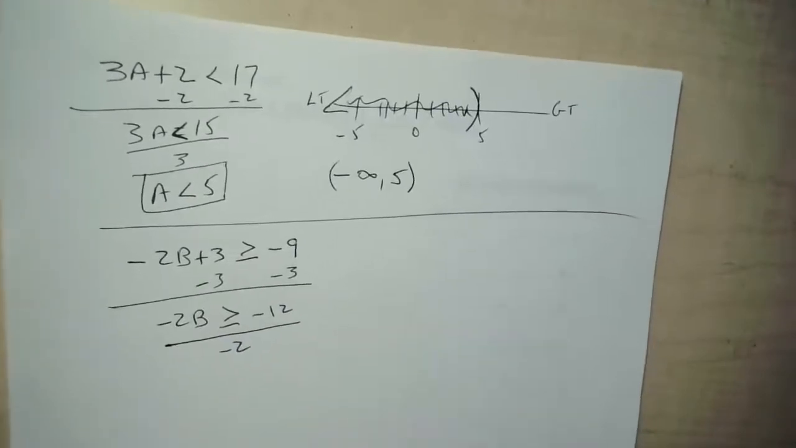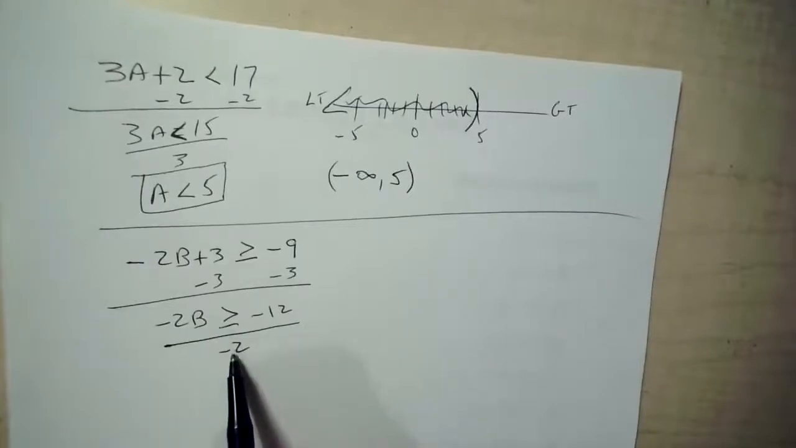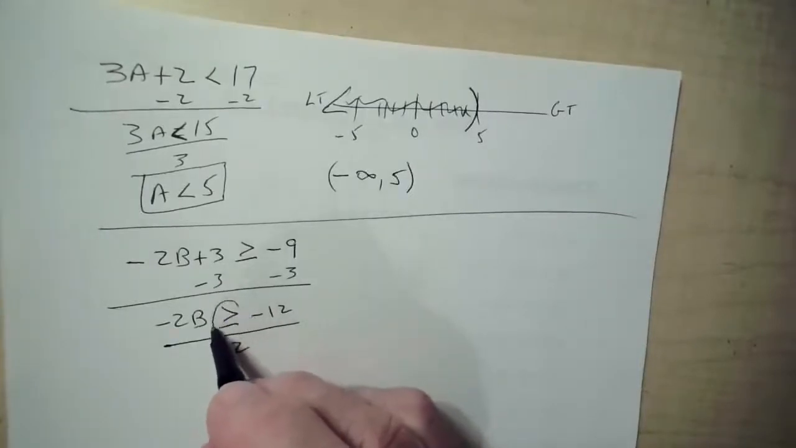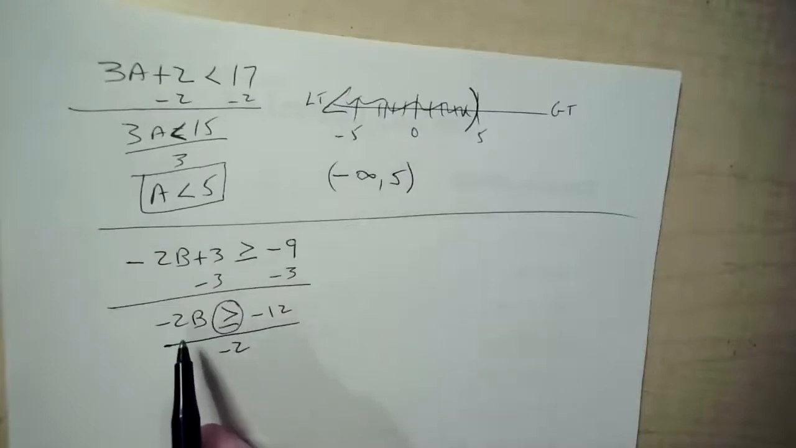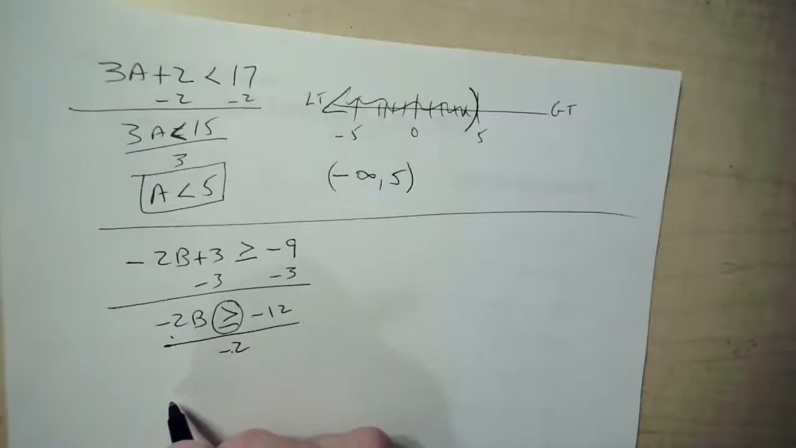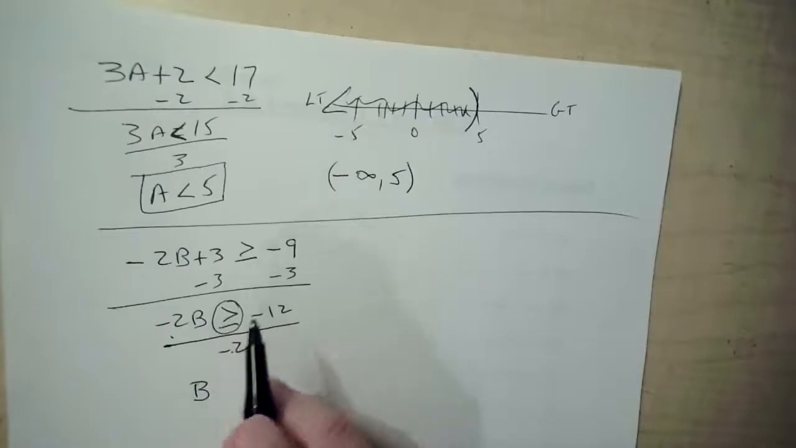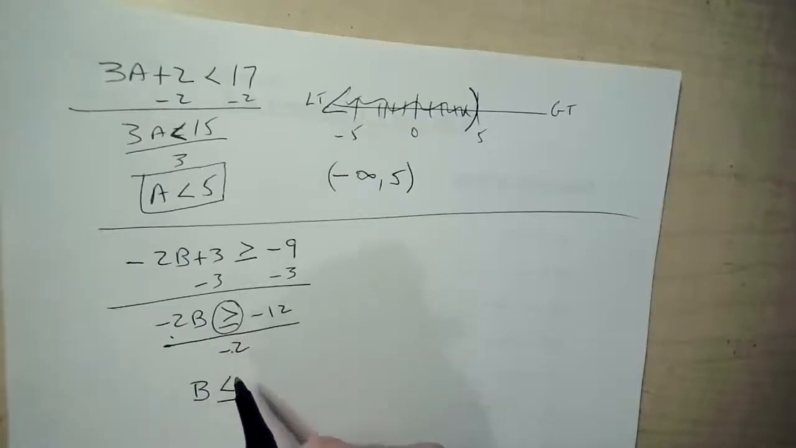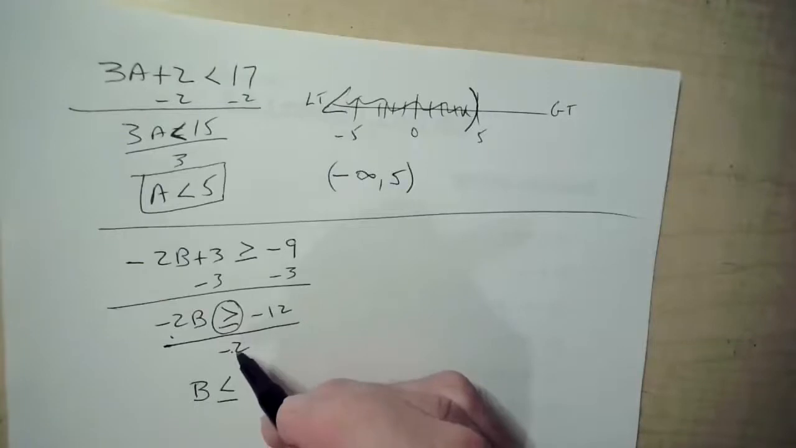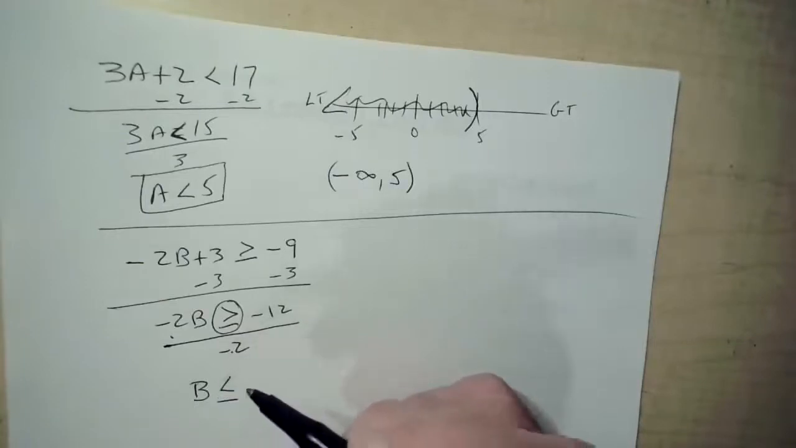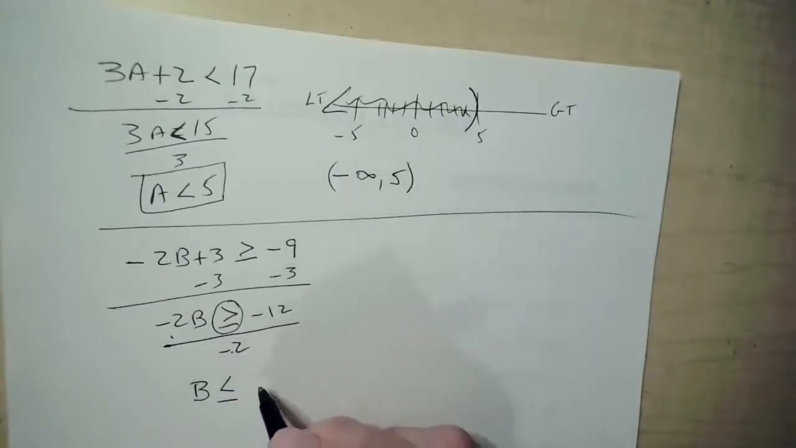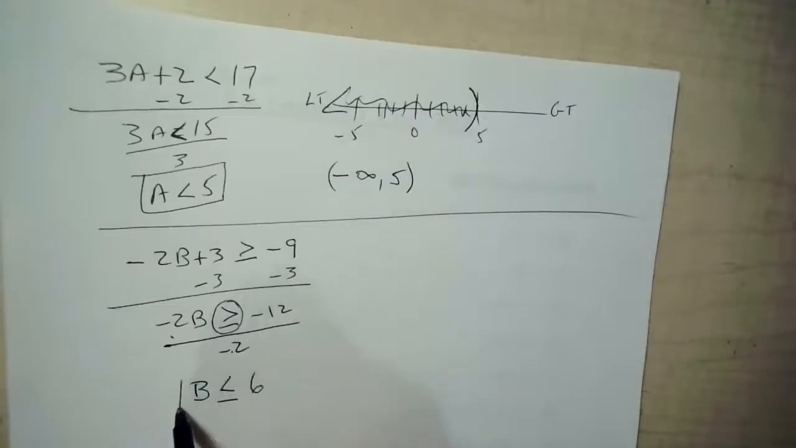Now we're going to divide by negative 2. We're dividing by a negative number. So what's going to happen? Our sign is going to flip. Negative 2 divided by negative 2 is a positive 1b, or just b. Now instead of greater than or equal to, it becomes less than or equal to. We divided by a negative number, so the sign flips. And that's going to be, was it 6?